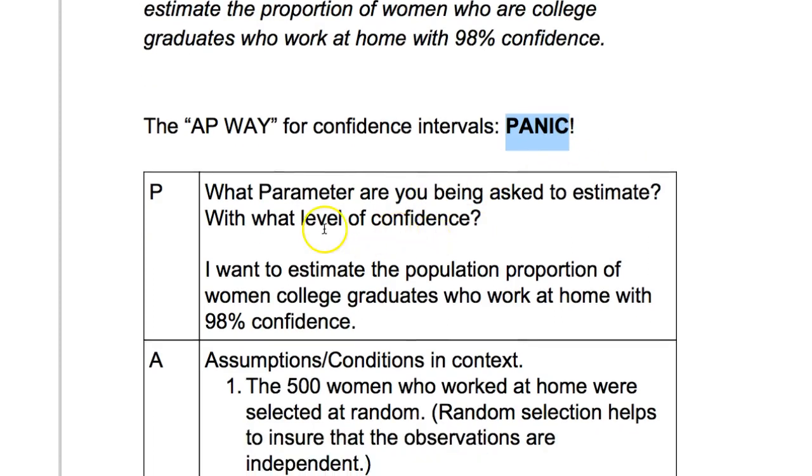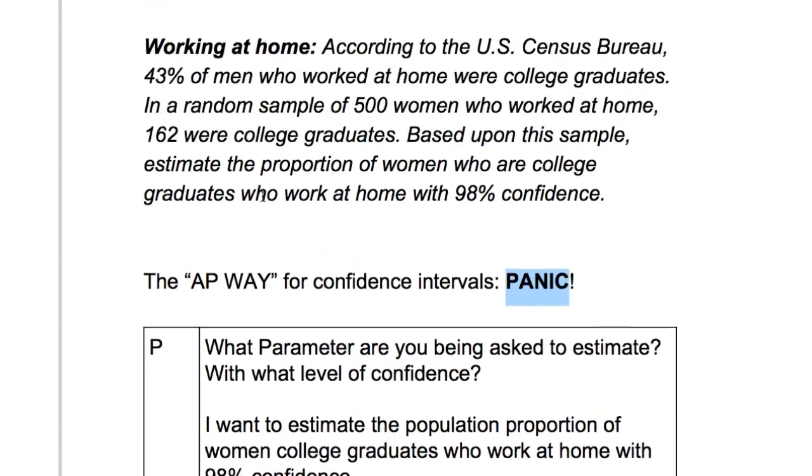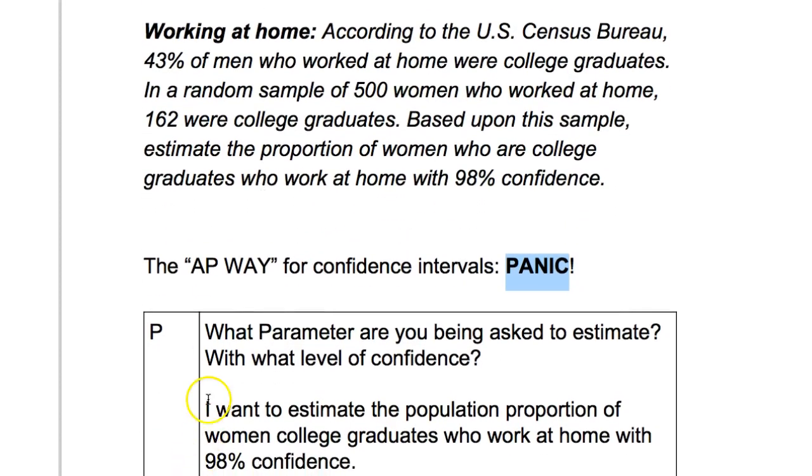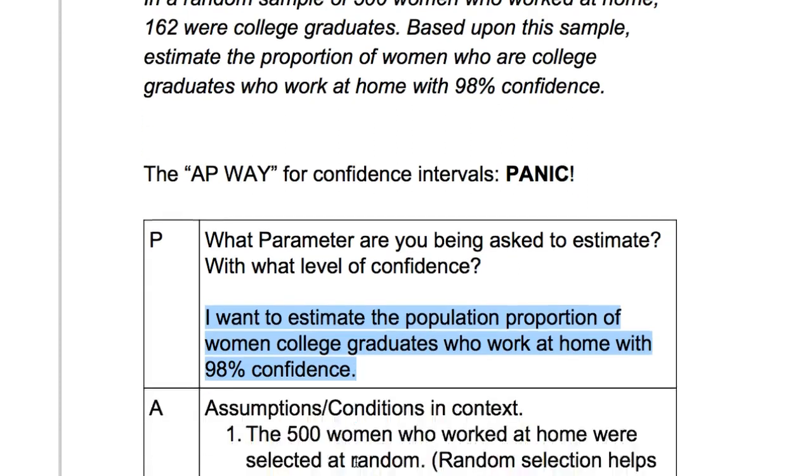So the P, for example, is what parameter are you being asked to estimate, and with what level of confidence? In this question up at the top, I want to estimate the population proportion of women college graduates who work at home with 98% confidence. Another way to look at the P is that you're restating the problem. But again, it's how the AP folks will grade your response, and therefore how I will grade your response.